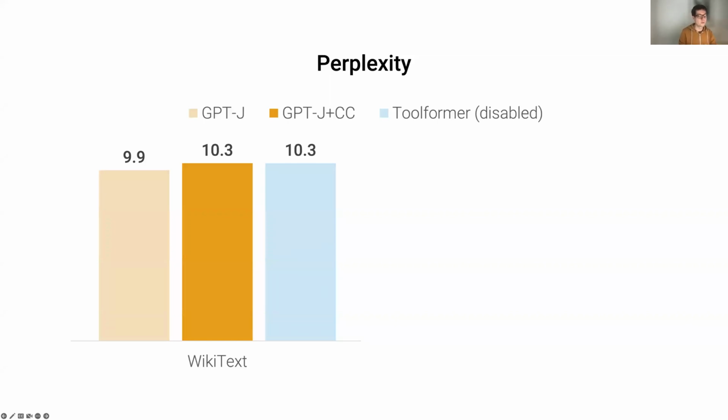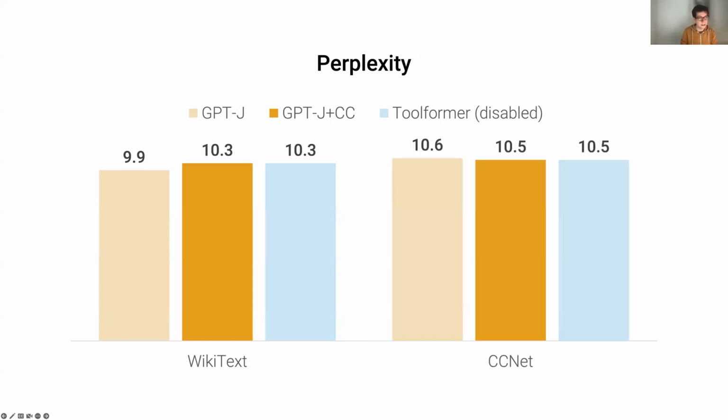And this is not only true for Wikitext, we also looked at a subset of CCNet that we did not use for training. And here you can see that perplexity drops slightly as we further fine-tune, simply because now the distribution of the test data is closer to our training data. But once again, adding those API calls does not hurt our perplexity. So our language model is still as good as it was before we did this kind of fine-tuning in doing its core language modeling task.